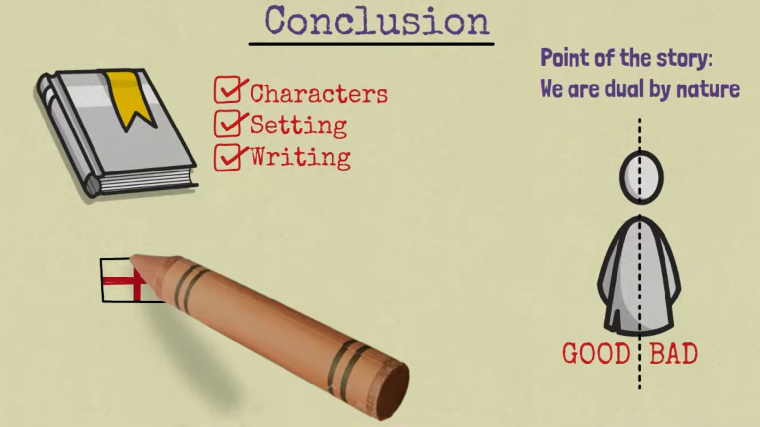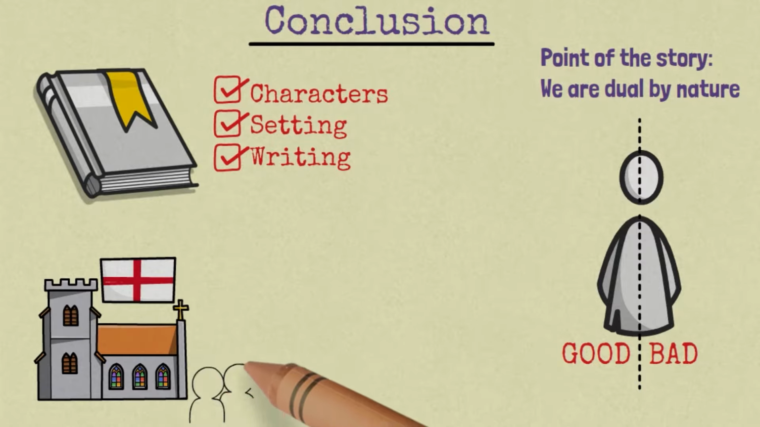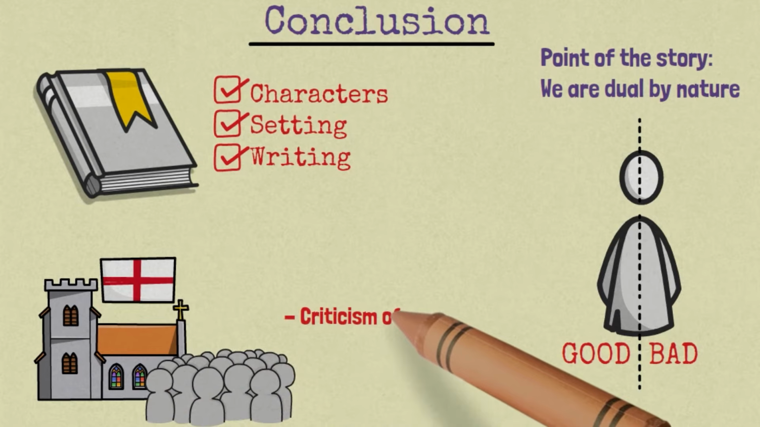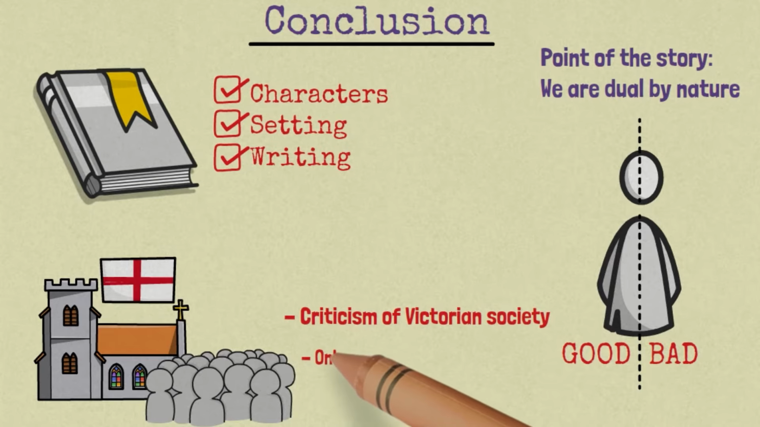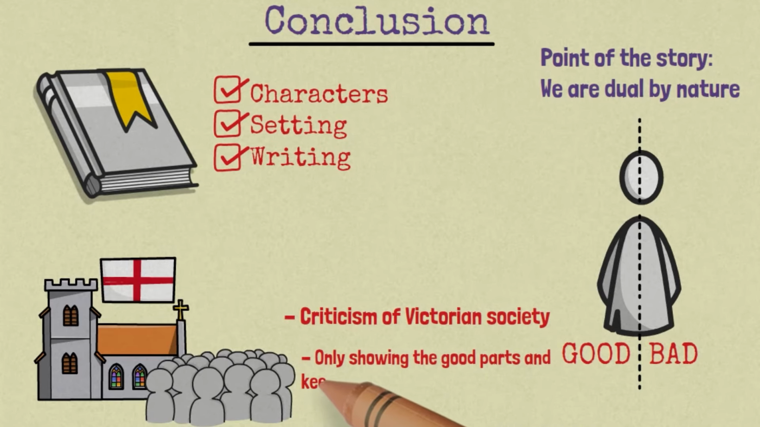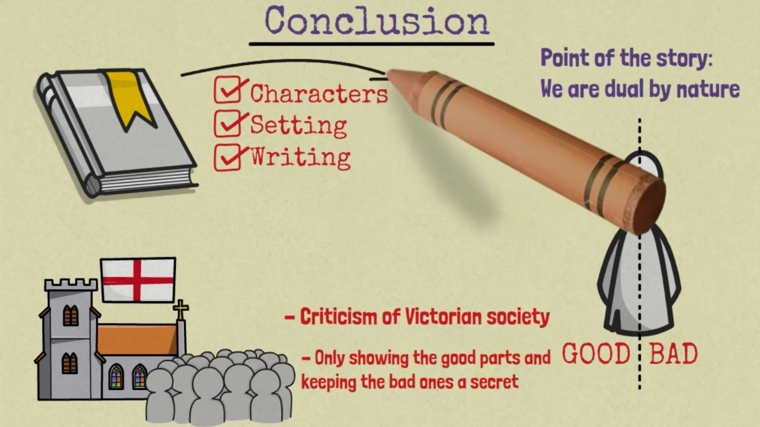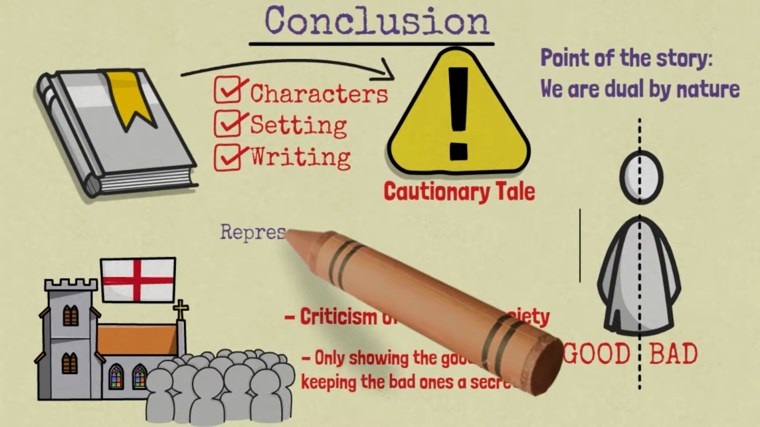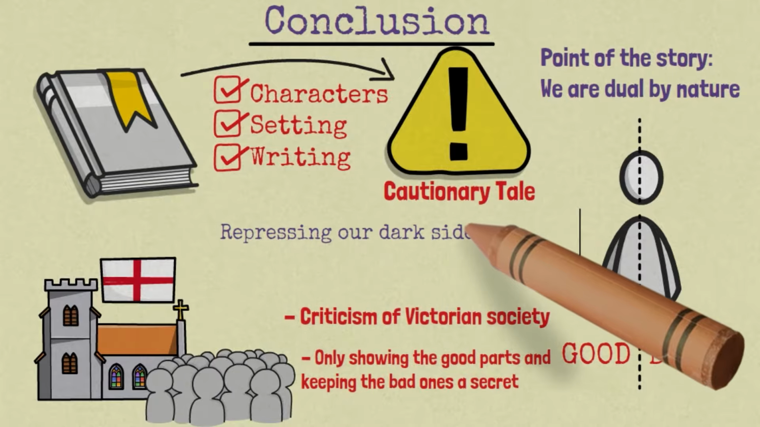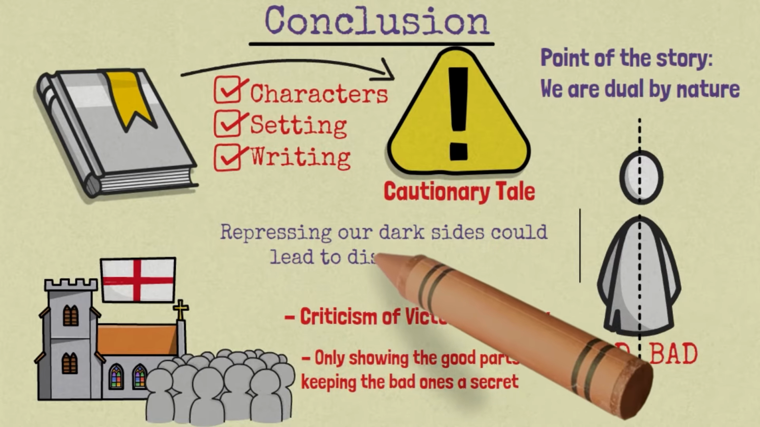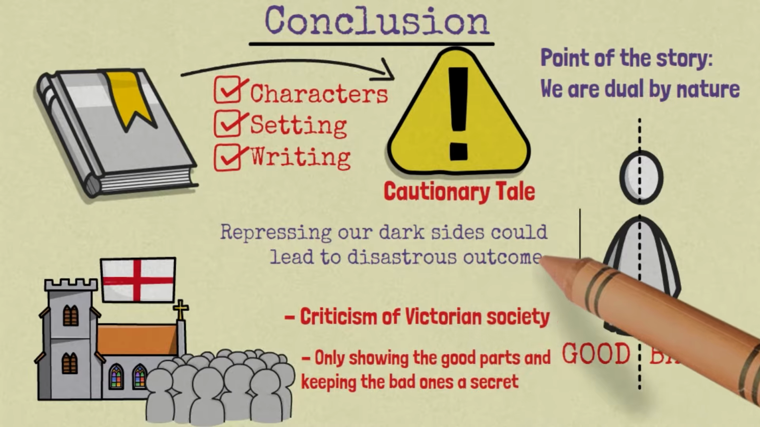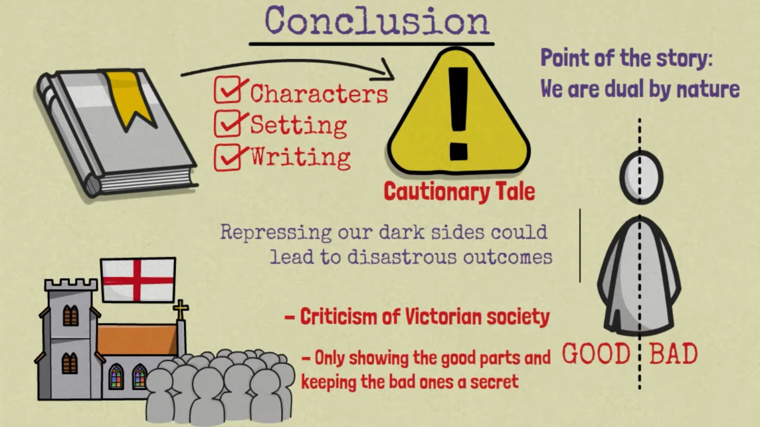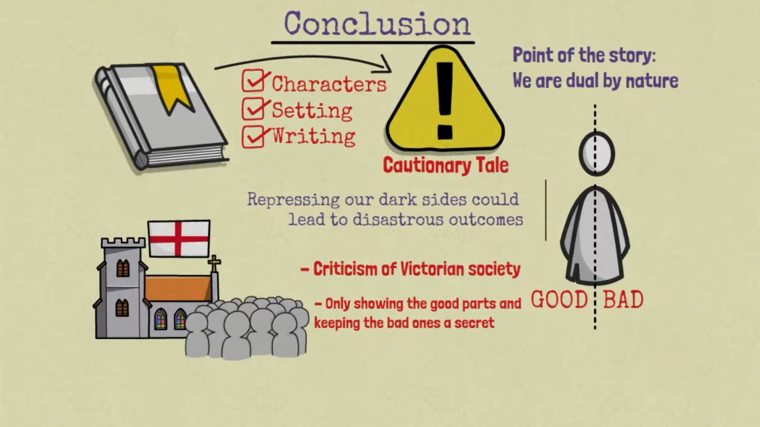This also serves as a criticism of Victorian society, who were incredibly hypocritical, only showing a perfect, polished face to the world and keeping their bad or shameful parts a secret. We could see this as a cautionary tale about the consequences of repressing our dark side, or forcing ourselves to always be perfect in the eyes of others, as it could lead to a much more disastrous outcome than if we were just to accept that having flaws and weaknesses is just a part of human nature.